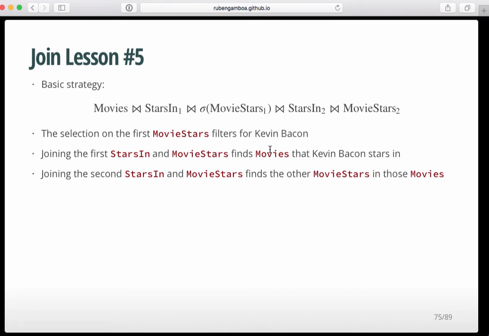We're only interested in movies that have Kevin Bacon in them. Okay. So the selection is, and name is Kevin Bacon. All right. So the movie stars that we have here is just one. It's just Kevin Bacon. And we join that with stars in. So we get movies that Kevin Bacon stars in. And then we'll join that with another copy of stars in and movie stars. Okay. And the second copy lets me find all the other people that are also in that movie. Of course, thinking about it now, I probably should have selected a movie stars 2 and name is not Kevin Bacon. Okay. So this will actually give us Kevin Bacon, who is in all movies that he starred in.